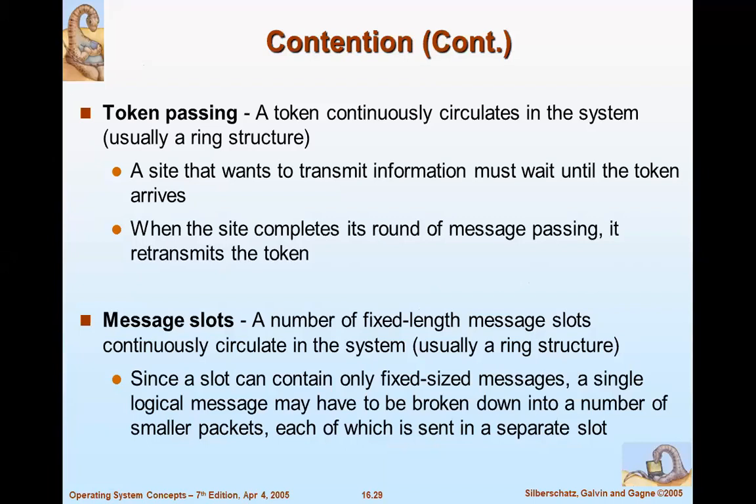The next one to resolve this issue of contention is token passing. A token is continuously circulated in the system, usually in the form of a ring, and a token is actually like a pass.